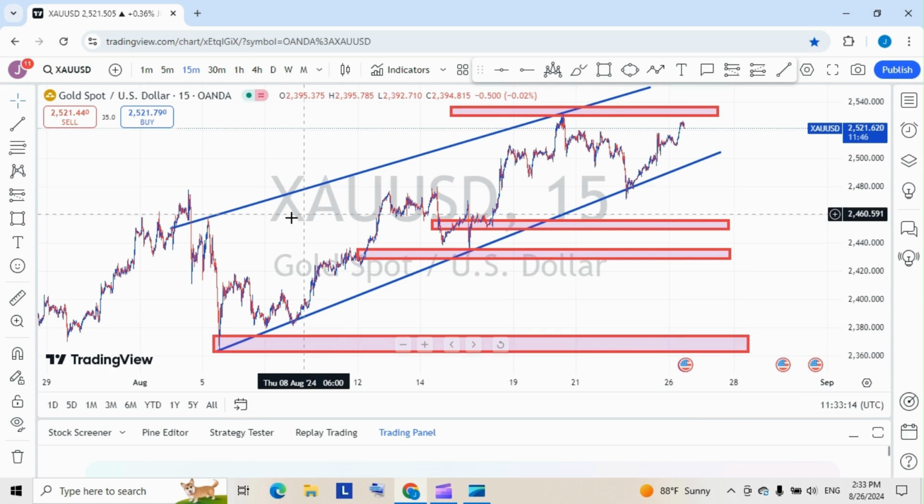Now, what are you expecting? Let me just take this part. Price touched here once, then we moved again to this point and price touched here again. So this is a valid trend line.